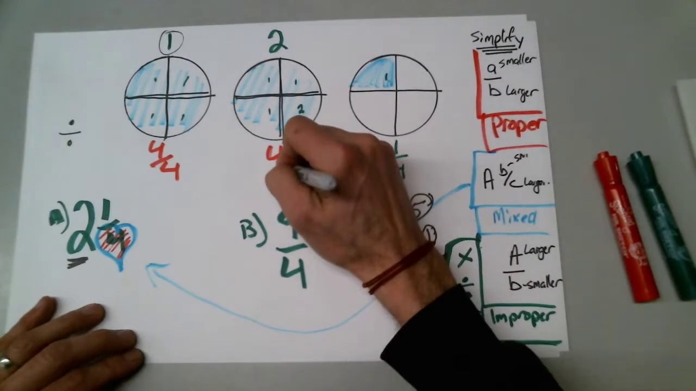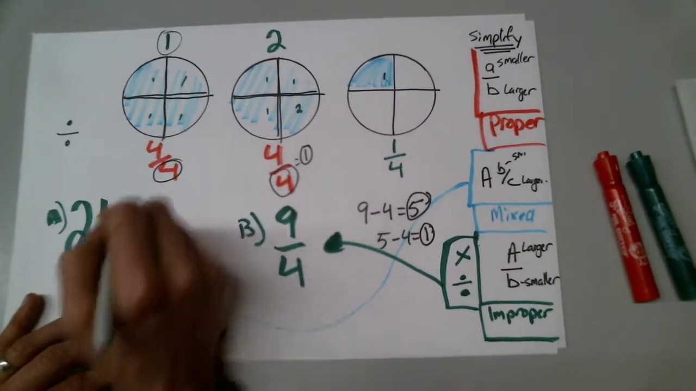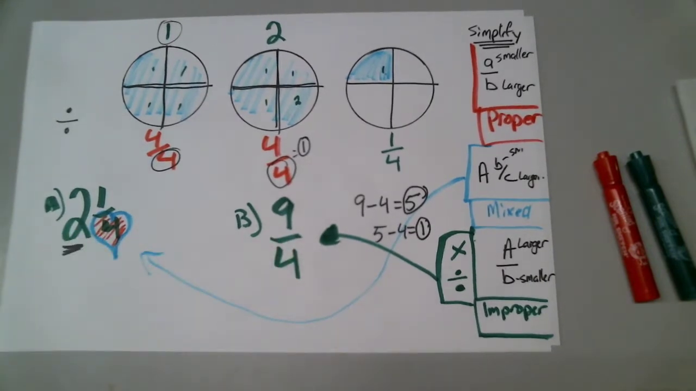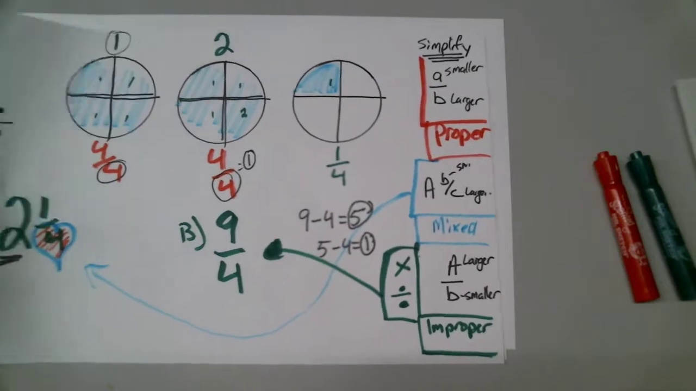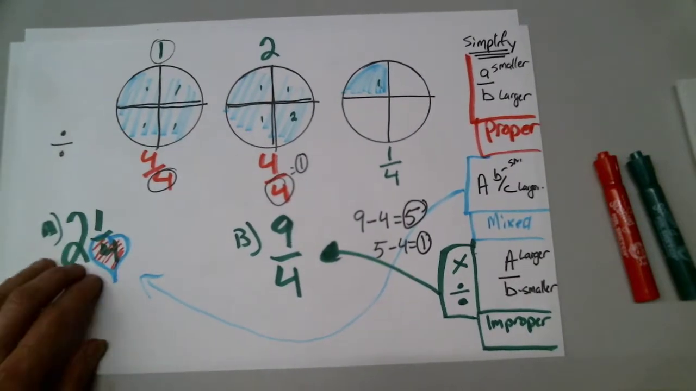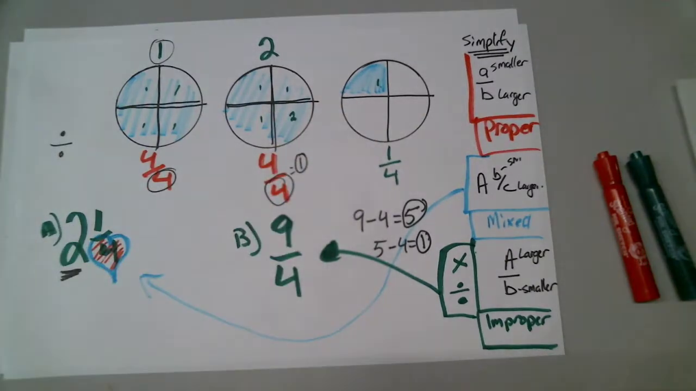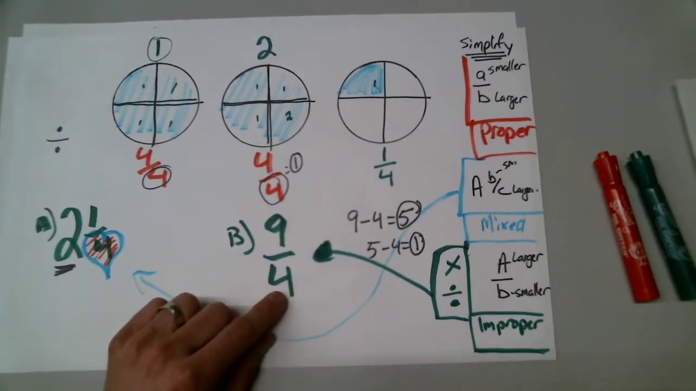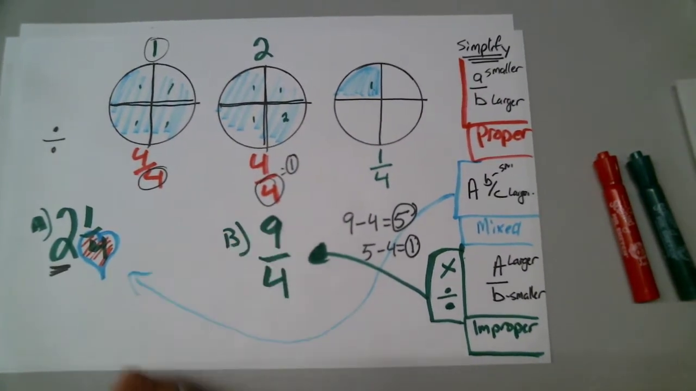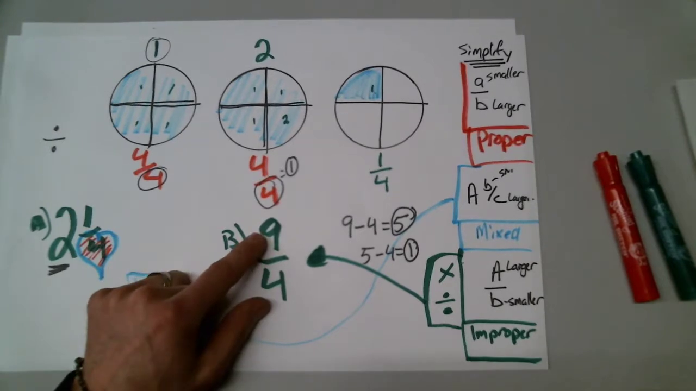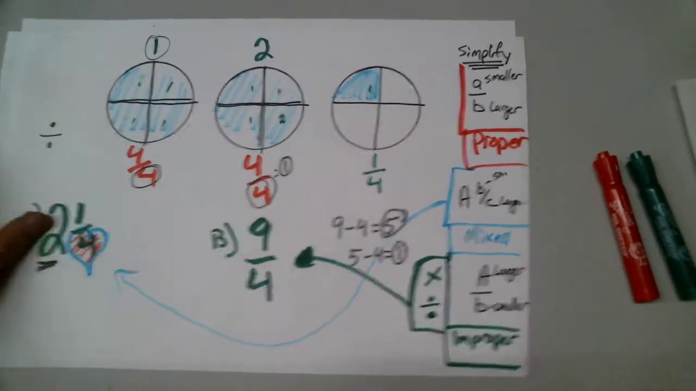But we have to take out quarters when we're converting from improper back to mixed. Okay? So that's the basic thing. So when we're doing this, we're saying how many wholes do I have and how many quarters do I have left over? And here, how many 4s can I take out of 9? Well, 4 times 2 is 8. And how many do I have left over? I have 1 left over.